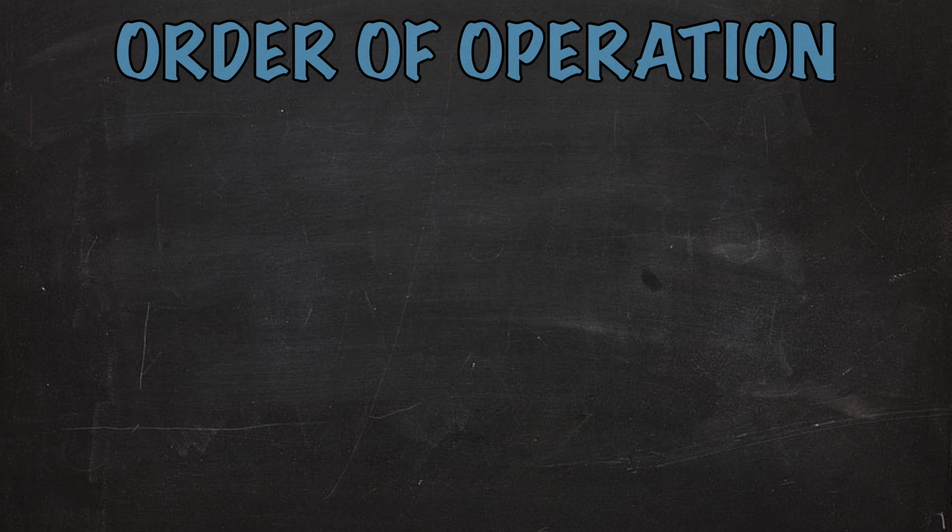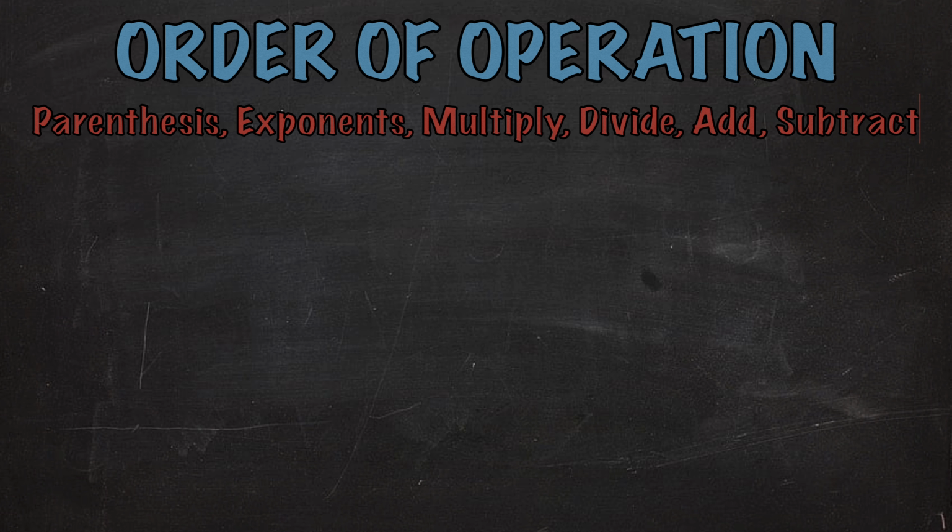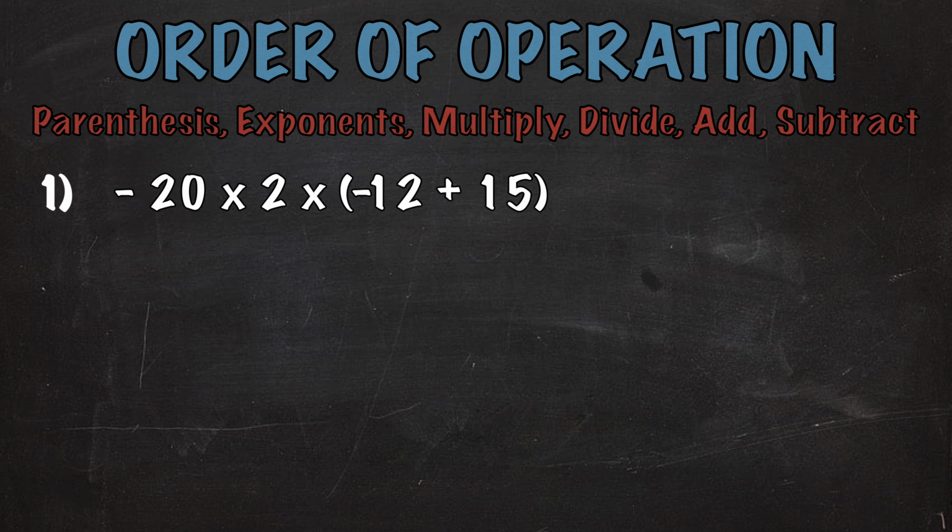As far as the order of operation goes, we have parentheses, exponents, multiplication, division, addition and subtraction. So let's jump into our first question. Question 1: minus 20 times 2 times brackets minus 12 plus 15 bracket.